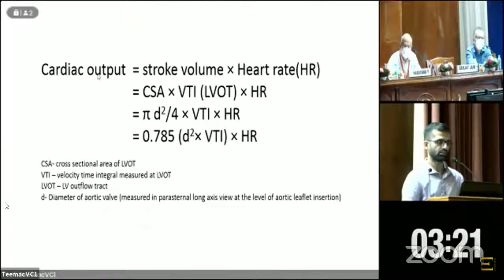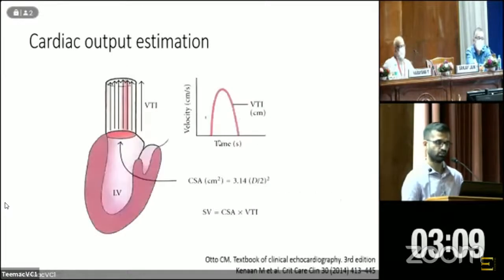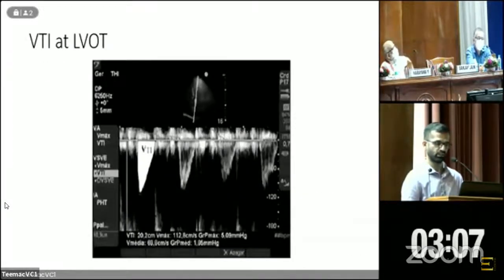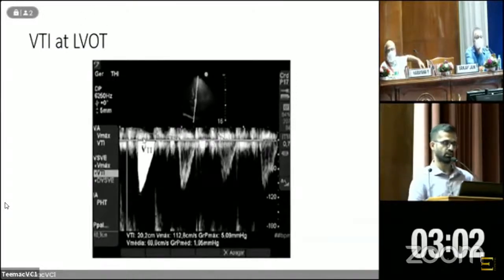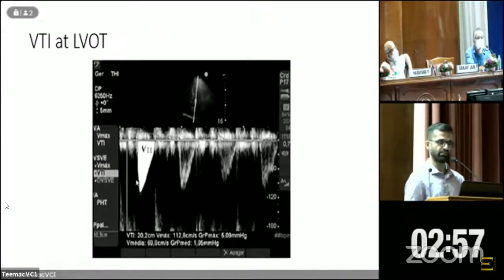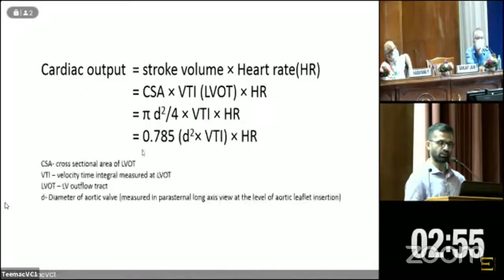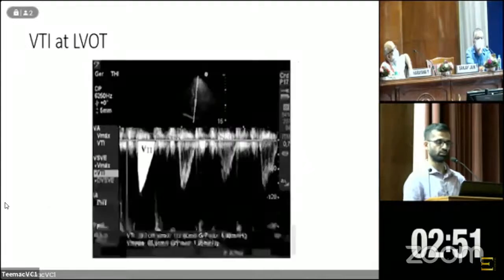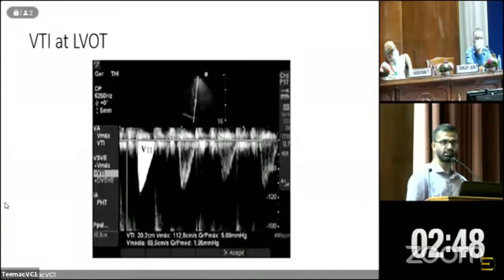The cardiac output is a measure of stroke volume and heart rate. The stroke volume can be obtained from the echocardiography by two parameters: the diameter of the aortic valve and the VTI, or the velocity time integral. So both can be obtained by echocardiography. Once we place the echo probe in the LVOT view, we can find this velocity time integral, which is available in centimeters, and the diameter of the aortic valve will also be available. So we can find the cardiac output, and after fluid challenge, we can see whether the cardiac output increases or not.